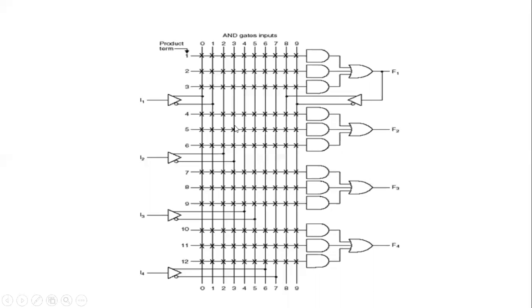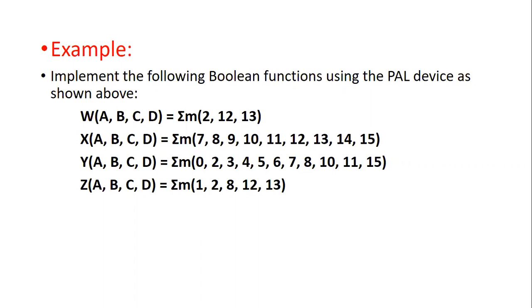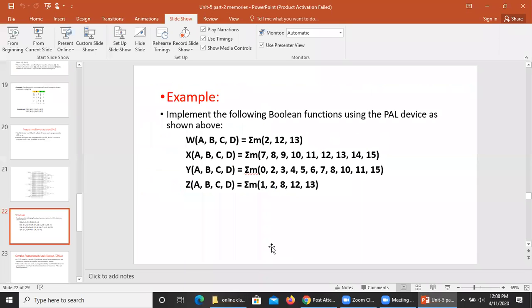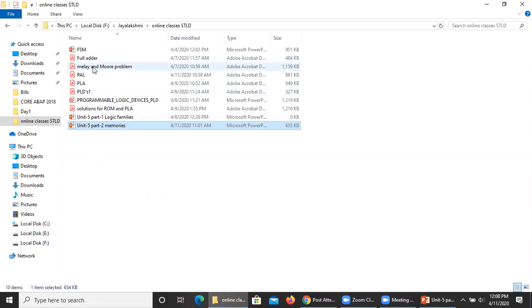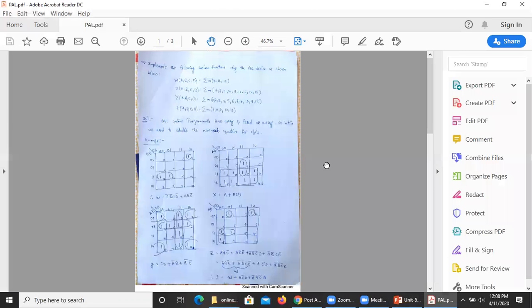So due to that, we can do the programming only for the AND logic, and we cannot do any programming for the OR logic. Based on this, let us consider one example. We are going to implement the following Boolean functions by using PAL. We are having 4 inputs, W, X, Y, Z, and the corresponding minterms are given like this. Now if you want to implement this, I'm going to explain the solution for this. It's very easy.